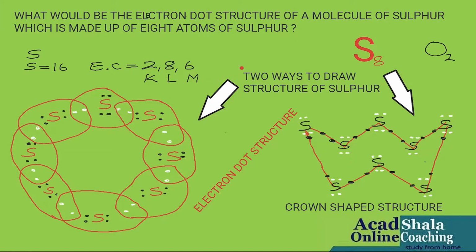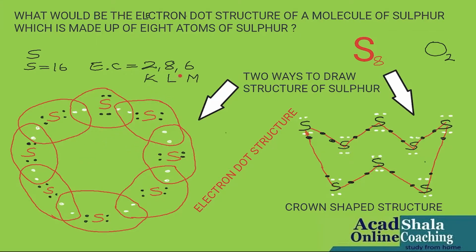Now students, we have 2 ways to draw the structure of sulfur, and you will draw both structures in the electron dot structure. It is also a crown-shaped structure, which we are showing over here. First, we will go for this type of electron dot structure.